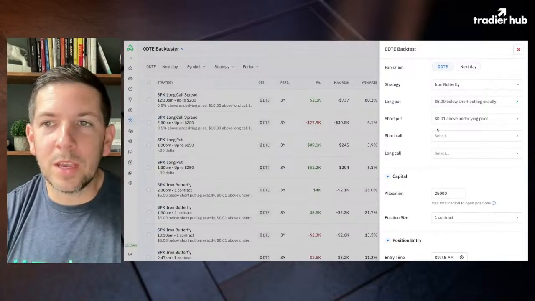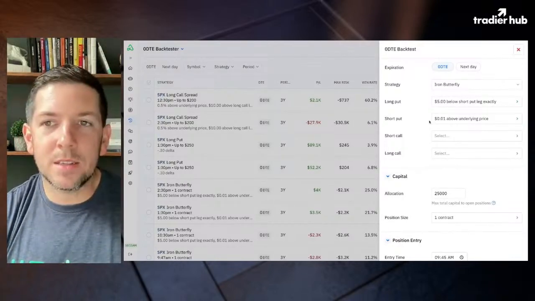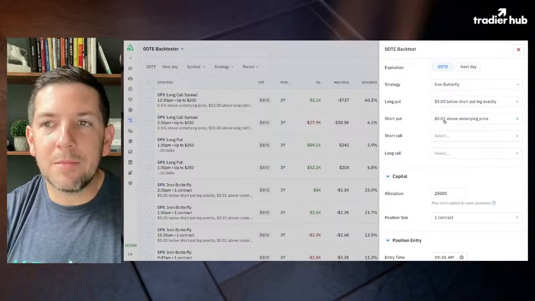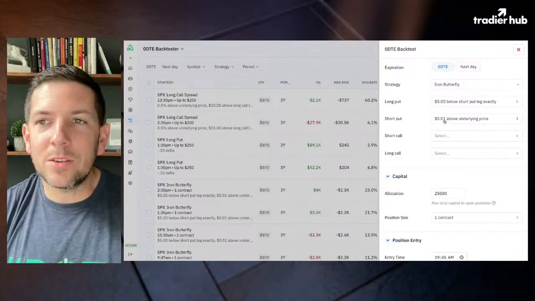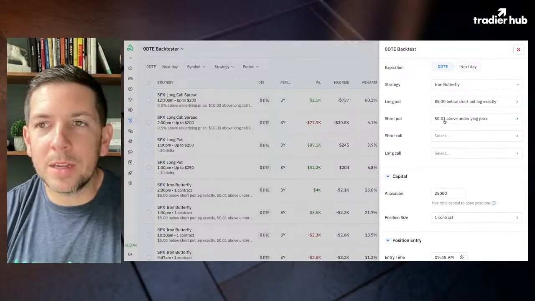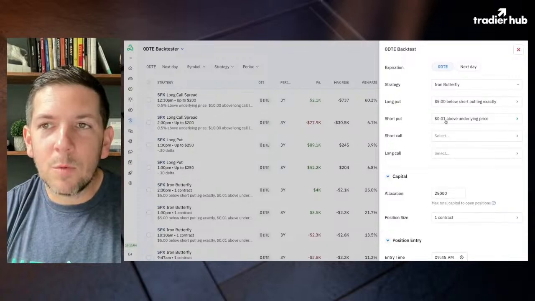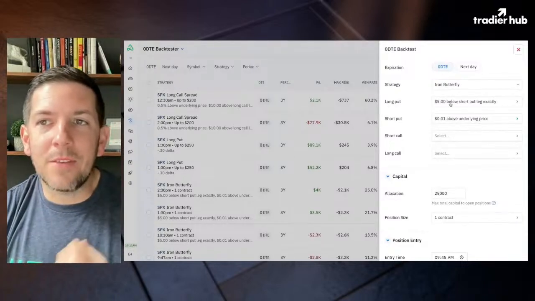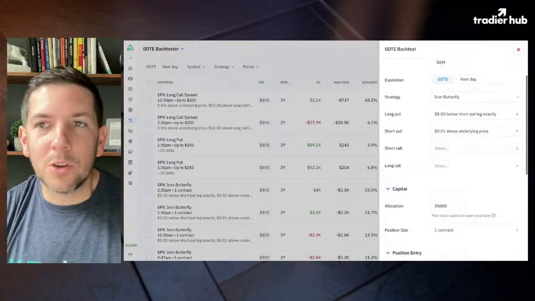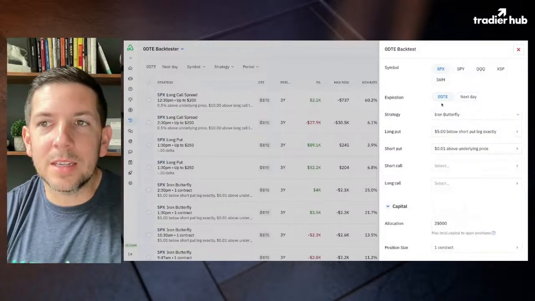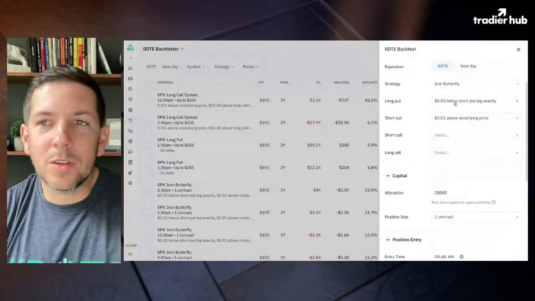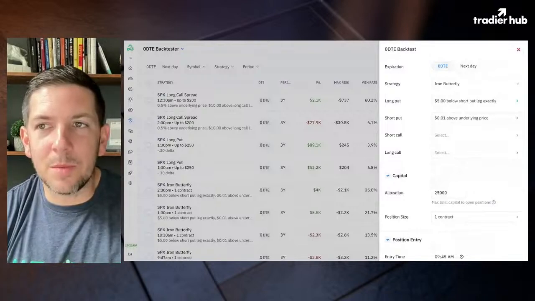So again, what we're doing here is we're saying, all right, set the short put strike at basically right at the money. So a penny above or below where the underlying price is. Whatever that one is, we want the long put to be $5 below the short put leg. Now, because it's SPX, there's only $5 increments anyway. So that's the minimum that we can go. We can go $10 or $15, but it's going to be that, and we want to do it exactly.